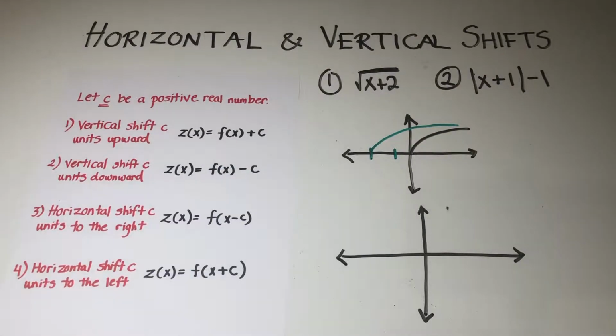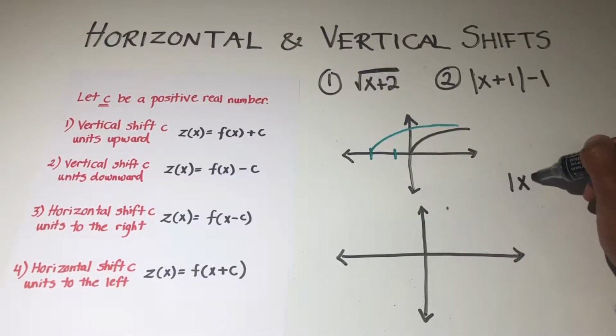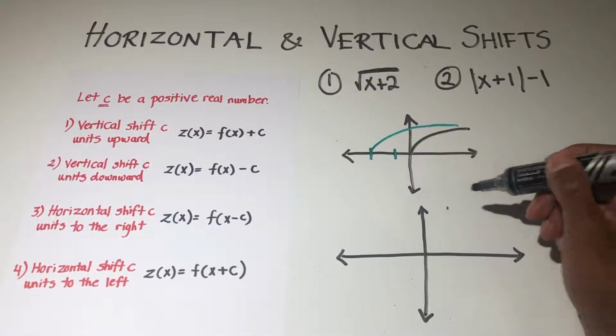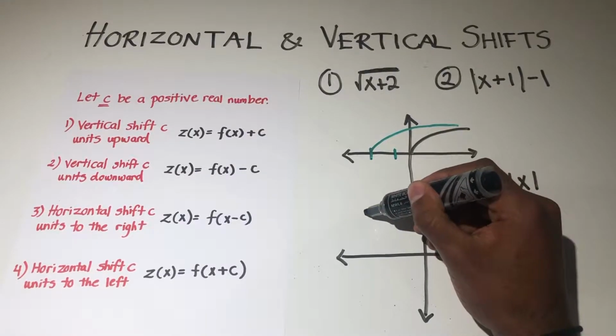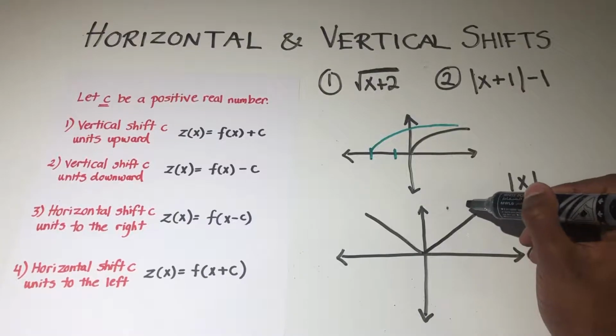We have the absolute value of x plus 1 minus 1. Now we all know the basic function. The basic function is simply the absolute value of x. The absolute value of x looks something like this. Kind of looks like a V.